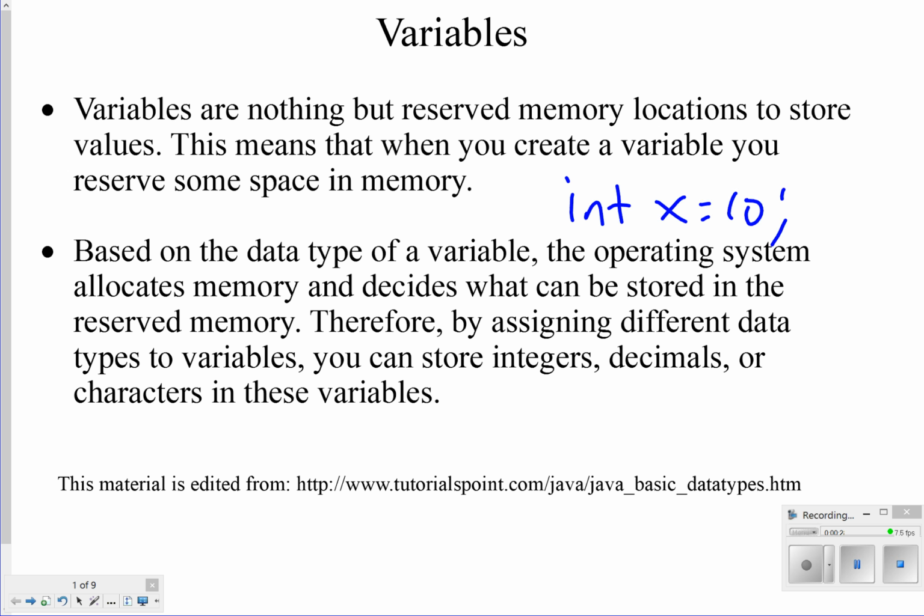I create a variable called x, so it creates memory space for x, it stores 10 into it. And based on the data type of the variable, the operating system allocates memory and decides what can be stored in that reserved memory. Therefore, by assigning different data types to variables, you can store integers, decimals, or characters in these variables. And you can see where this material is adapted from. You can get more information from that website.